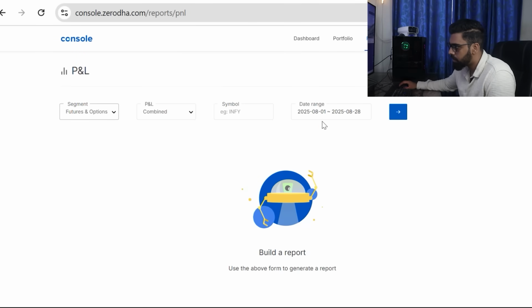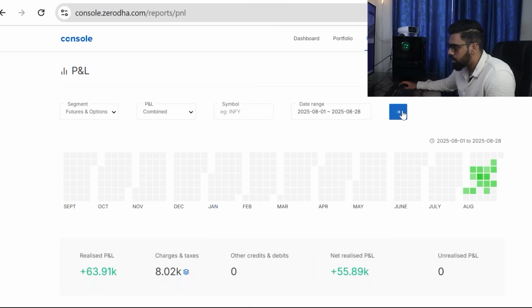So futures and options combined first to 28th. So this here is my P&L. As you can see, we've made a profit of around 64k. So the capital I used this month was around 1 to 2 lakh, guys. So the screen on time was very less, as I was very busy writing my exams, and also I was out of town for a few days. So my screen on time was less than 1 hour, guys.